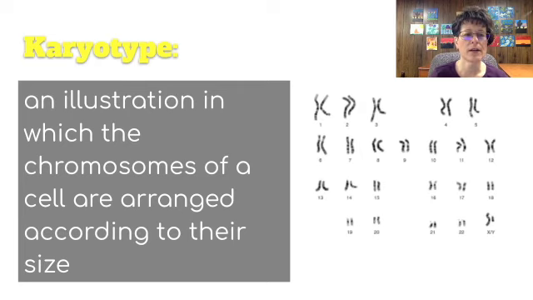Now, let's talk about a karyotype. A karyotype is an illustration in which the chromosomes of a cell are arranged according to their size. We're going to talk about analysis of karyotypes later, but here is a karyotype of a human, 23 chromosome pairs. These are our sex chromosomes, so X and Y. This is a male, and we can look at these to determine an individual's gender. We can also look at it to determine if there might be any genetic disorders that an individual has.